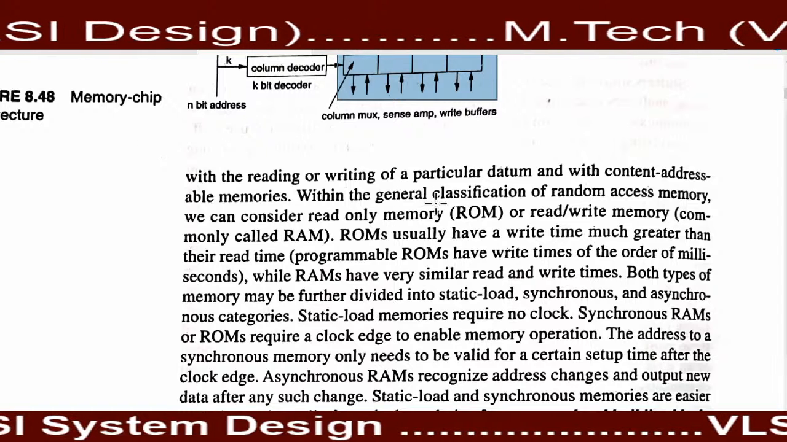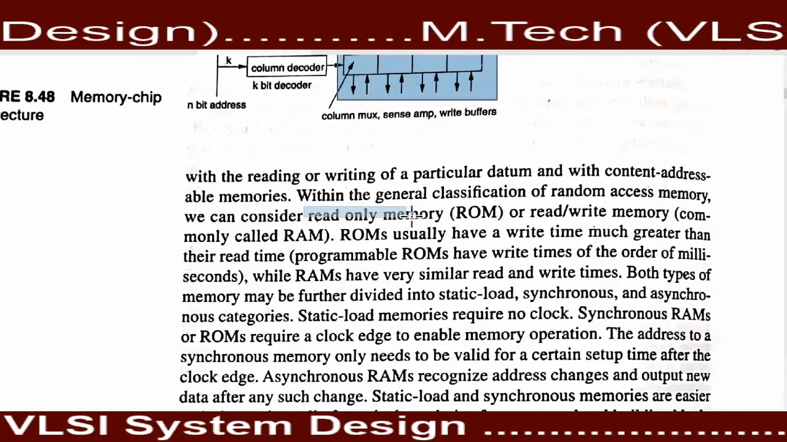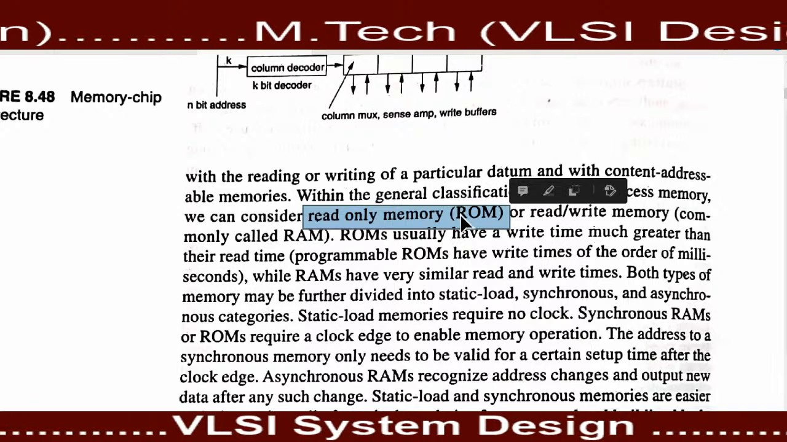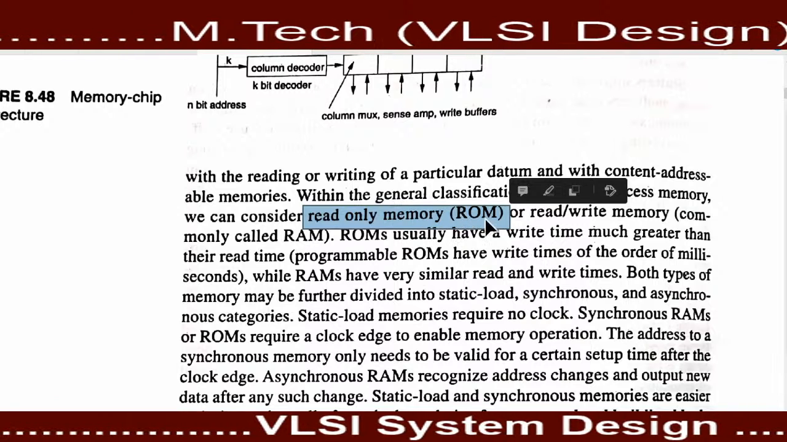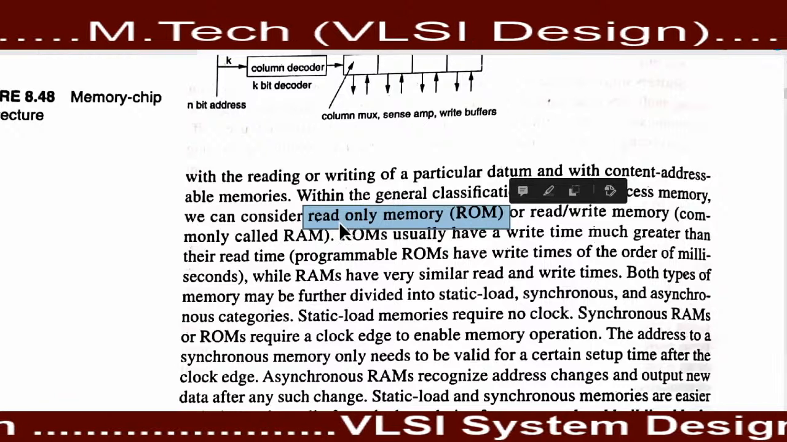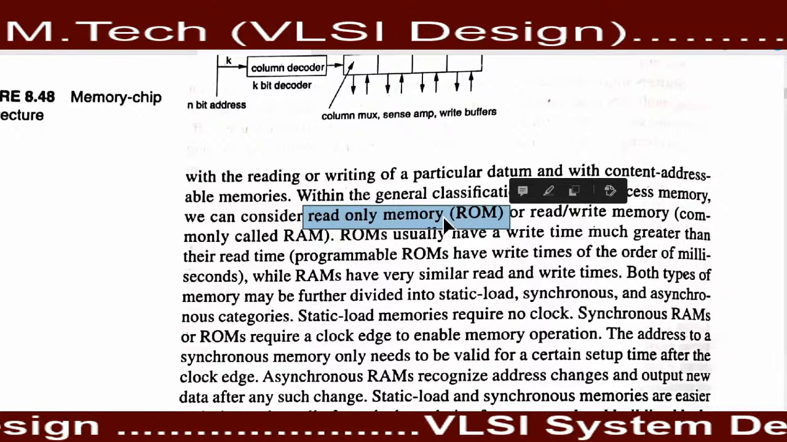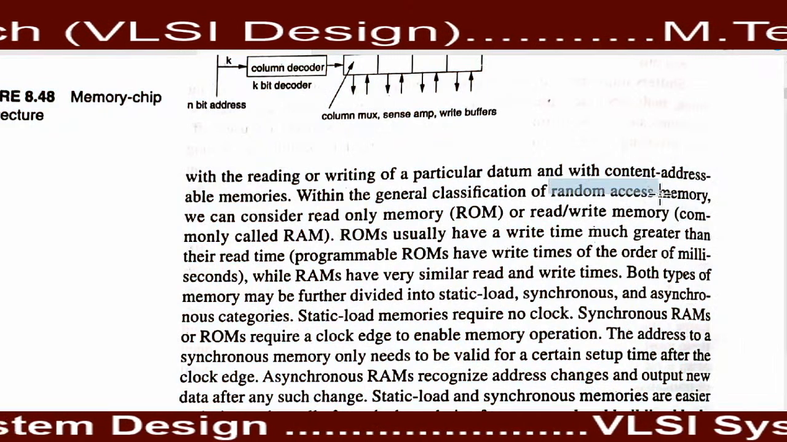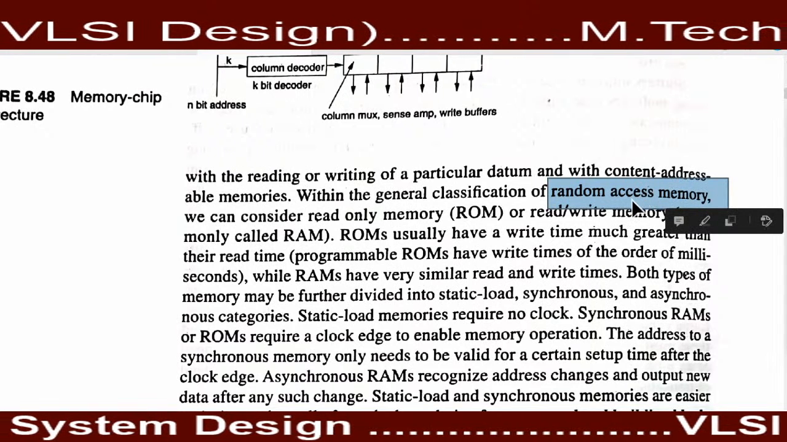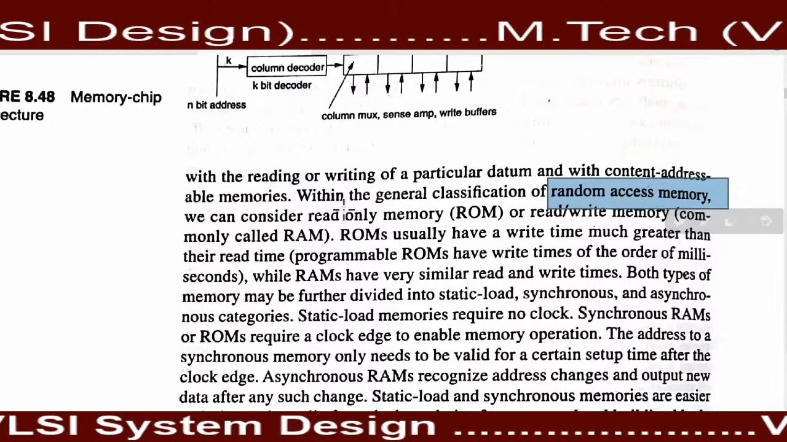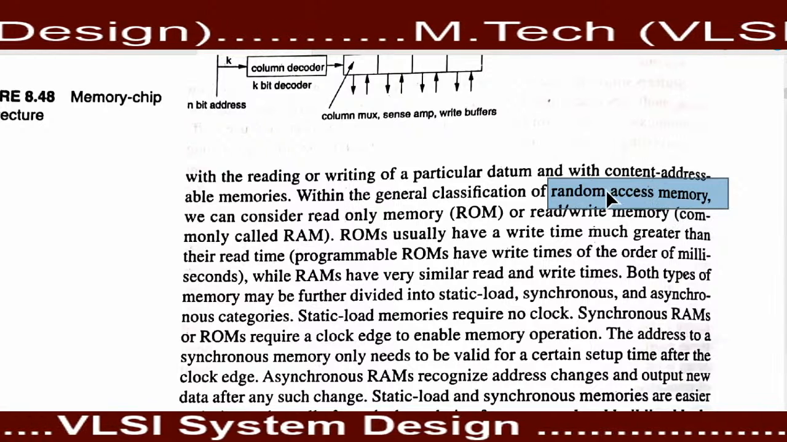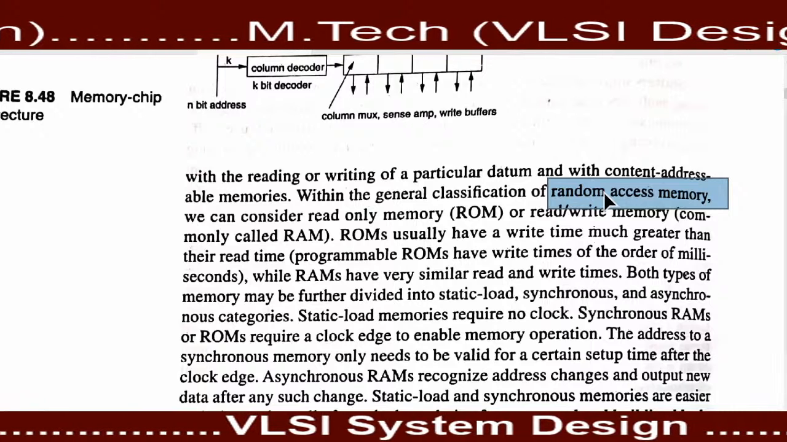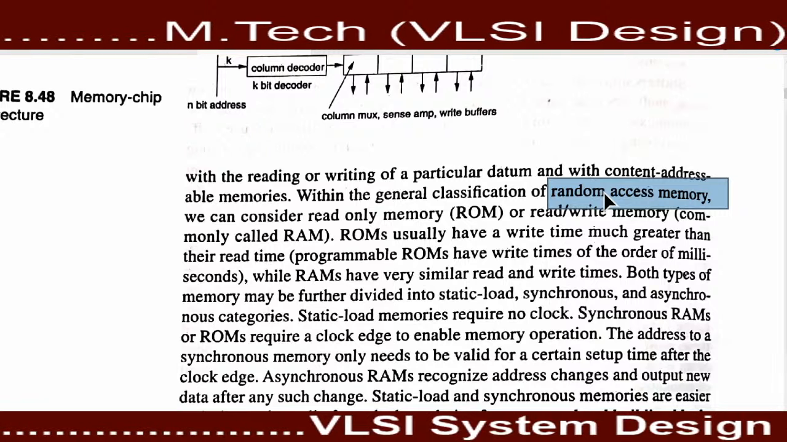But if I discuss read only memory, in this type of memory we can read the data, and we can also write it, but the writing time is very high. That's why this type of memory is known as read only memory, because the writing time is much higher as compared to random access memory. In random access memory, read time and write time are very low as compared to read only memory. Okay, we can divide random access memory into various different divisions. One of them is on the basis of its component.